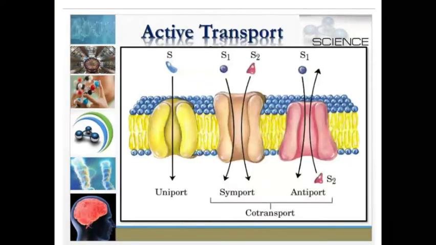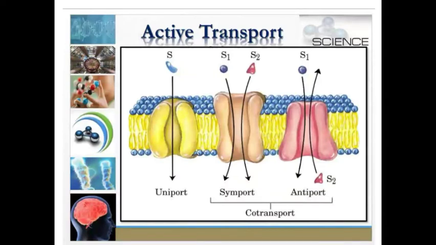These are the three types involved in the active transport, that is uniport, symport and antiport. Uniport is the one in which only one molecule passes in only one direction from outside to inside the plasma membrane, that is called uniport. In symport, two molecules pass in only one direction, from outside the plasma membrane to inside the plasma membrane through the membrane, which is called symport.